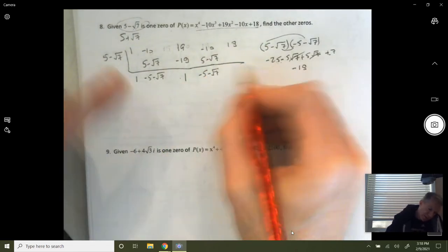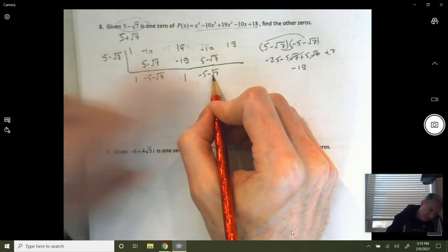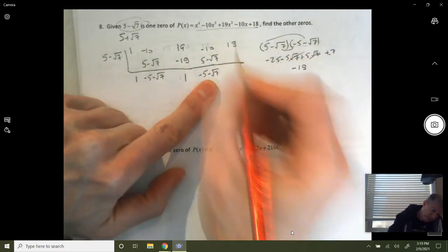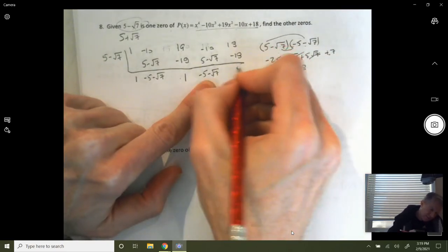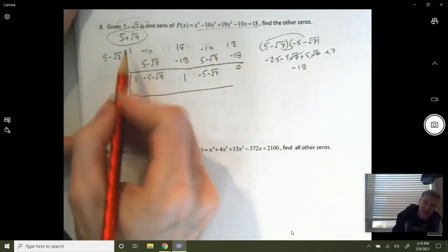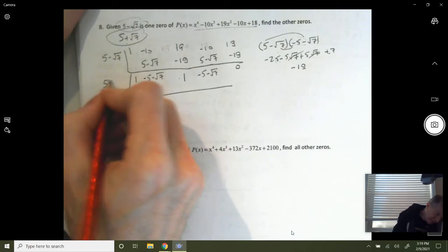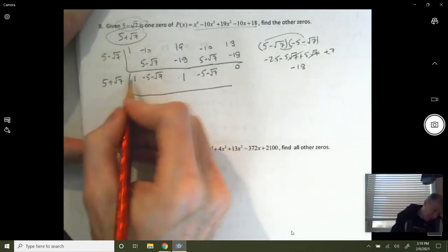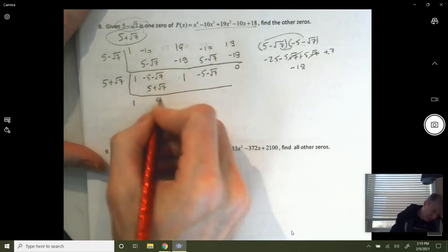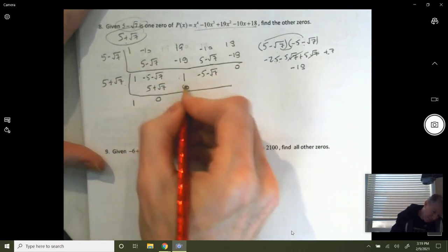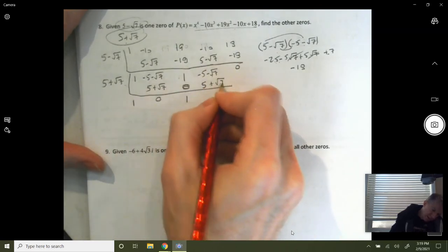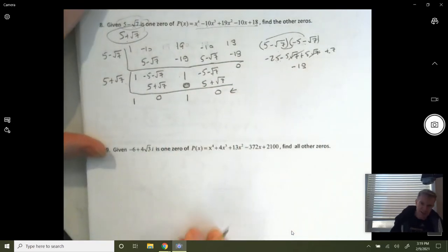Again, I'm going to have negative 5 minus rad 7 times 5 minus rad 7. That's the same thing I just did, and I end up with a negative 18, and I get a remainder of 0. Now I also know that this is a 0, so I'm going to divide by x minus 5 plus rad 7. Bring down the 1, multiply, add, multiply. That gives me 0, which confirms that it divides evenly.